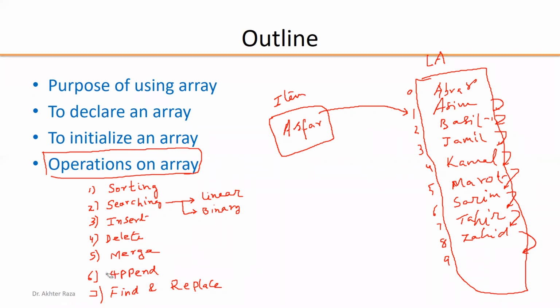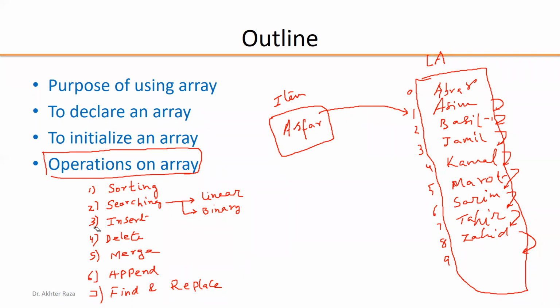Then we can merge two sorted arrays. Suppose I have linear array 1 and linear array 2. Linear array 1 has a number of elements which are arranged in alphabetical order. Linear array 2 has another collection in which the names are sorted in ascending order, and we want to create a merged array in such a way that all the elements from linear array 1 and linear array 2 are stored in a new array, and the new array is also sorted. That is called merging.